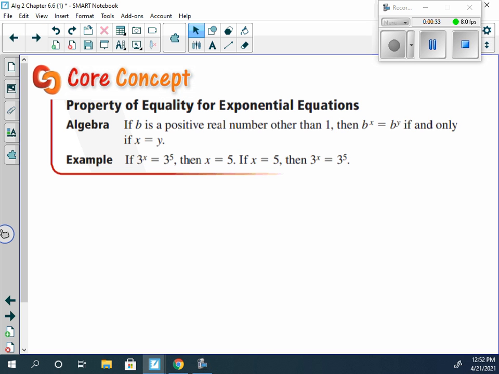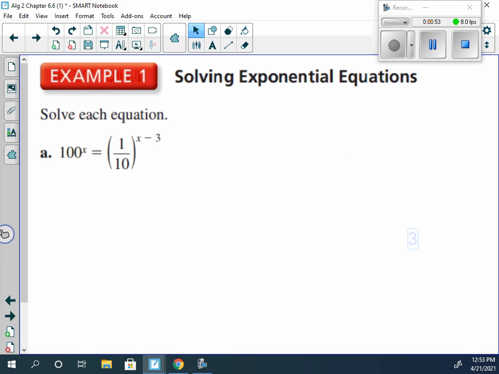So if we have 3 to the x is equal to 3 to the 5th, well then x is equal to 5. Because for them to be the same, the exponents have to be the same. Now if the bases are not the same, we need to be able to make them. And all the ones that we're going to deal with today, we can rewrite the base and have them be the same. So we'll deal with a few where the bases are not the same and rewriting them, and then we'll deal with some that are.